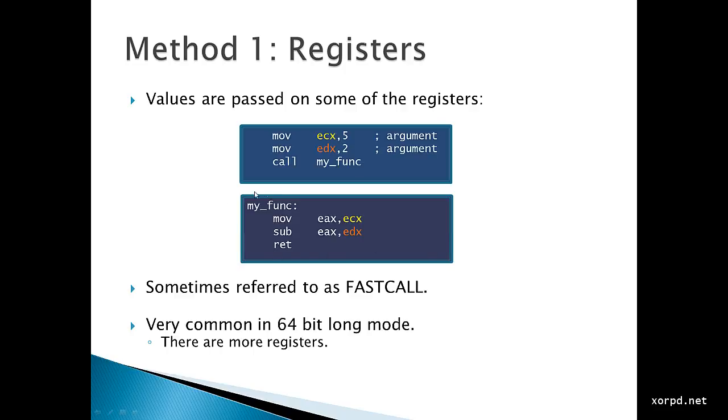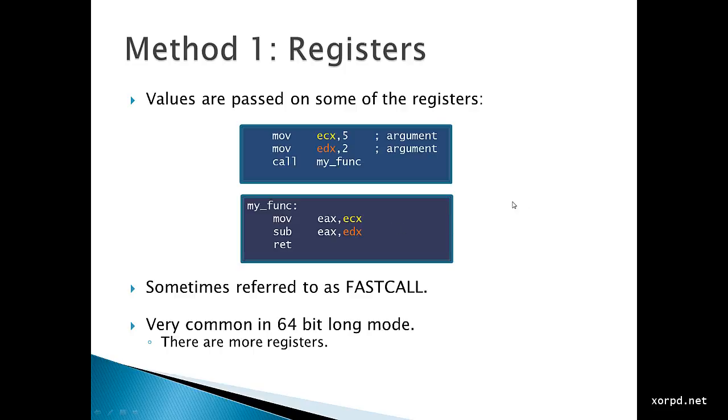Let's look at this example. We have this function called myfunc, which basically just subtracts two numbers. Whenever we want to call this function, we have to fill in the ECX and EDX registers first. In this example, we want to pass the arguments 5 and 2. Therefore, we move 5 into ECX and 2 into EDX, and only then we call the function. Inside the function, we extract the arguments by reading the values of ECX and EDX. This is pretty simple.